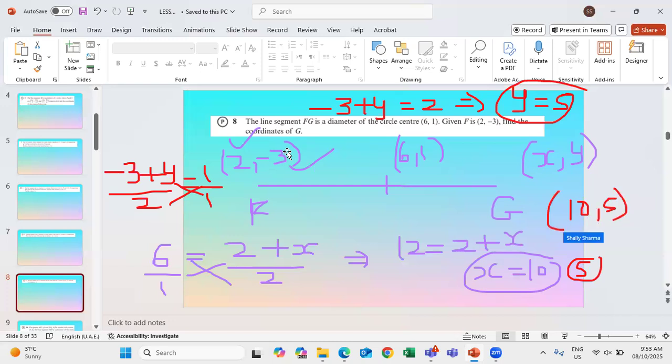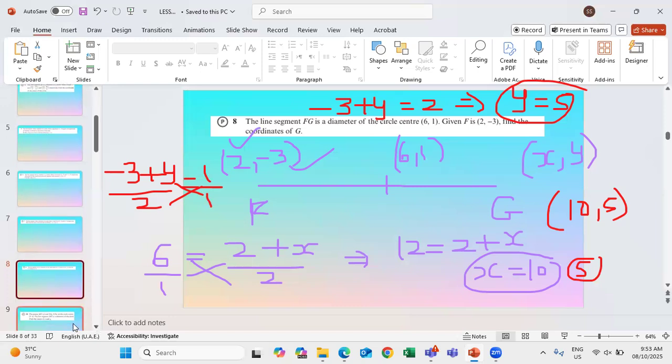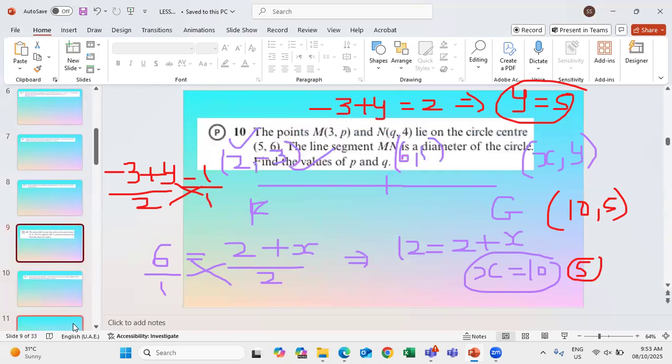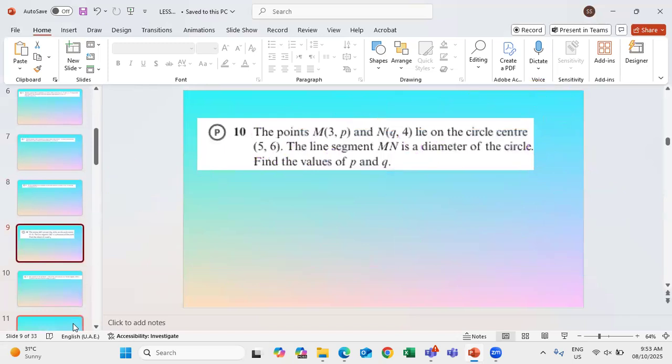Again you can recheck your work, and then it will be easy for you to decide whether you have done the question correctly or not, or if there is any problem you can check and redo the question.